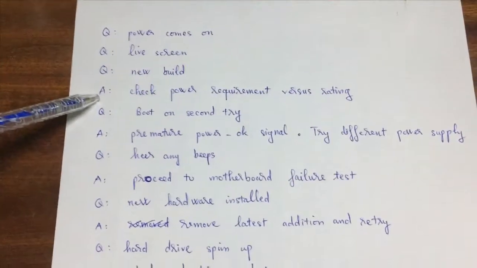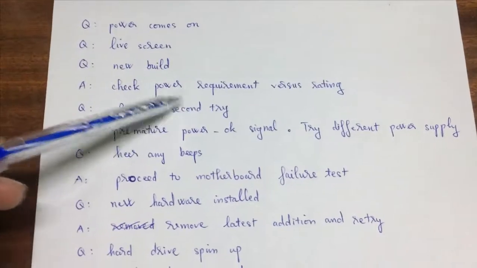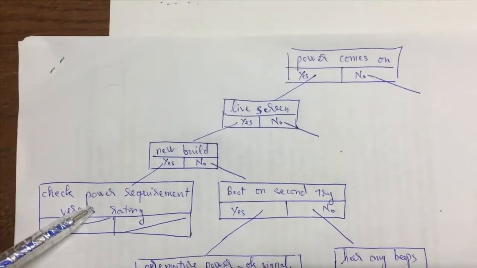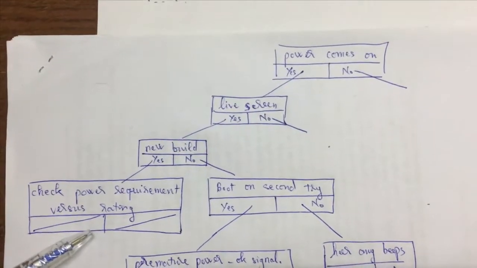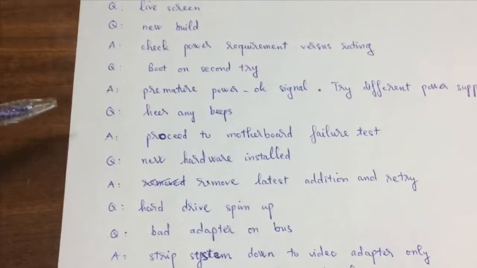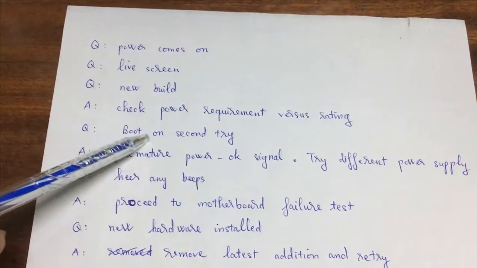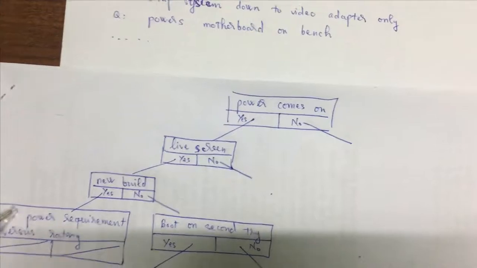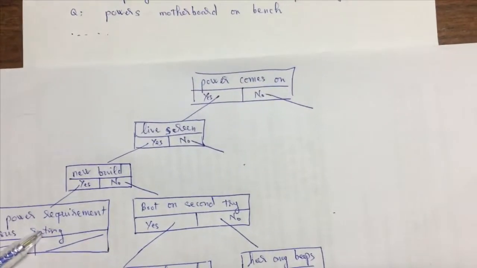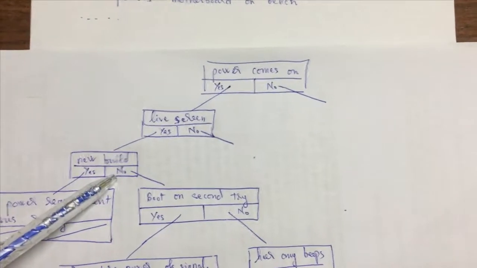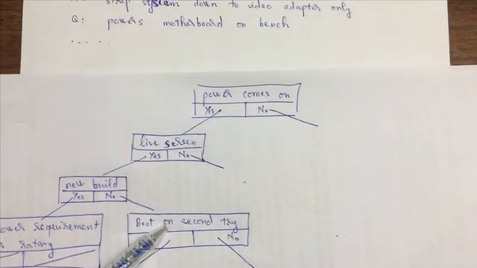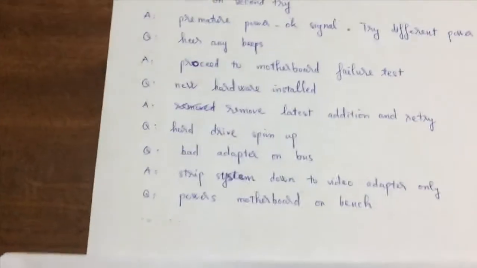In the checkboard requirement versus rating, this is the answer. So yes first, and because this is an answer, the pointers are unknown. The next line is a question, put on second try. So when the data is an answer, I stop and start to assign leftover data to the nearest node. So we will push on second try here, and because this is a question, yes and no. So move on.